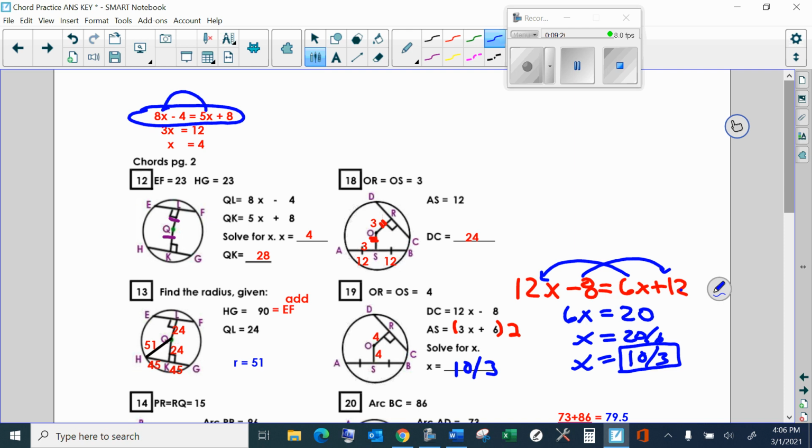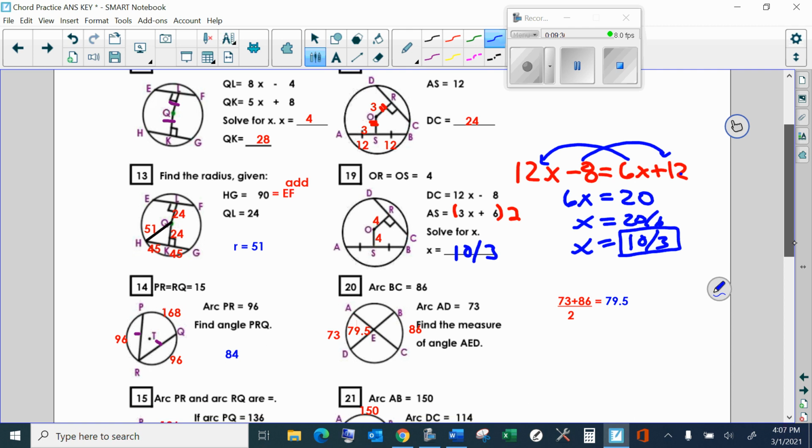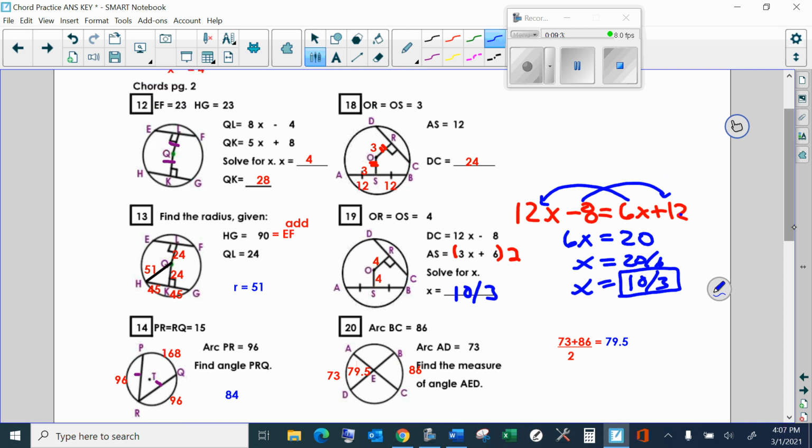Subtract the 5x across, you get 3x. Add the 4 across, you get 12. And x equals 4. Pre-algebra right there. Okay, 18.